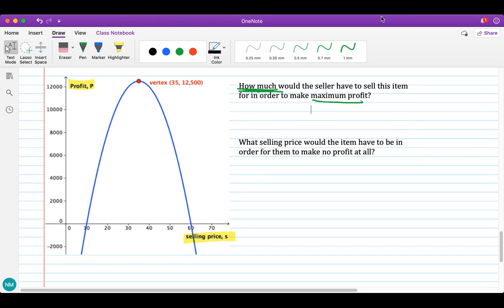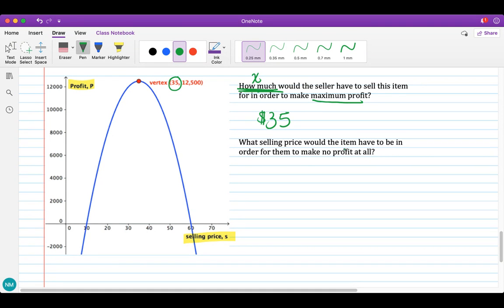If it asked, what is the maximum profit this seller can make? Then you're dealing with Y. But this is saying, how much would I have to sell this item for? And that is 35 whatever dollars, let's say. $35 because this is X.